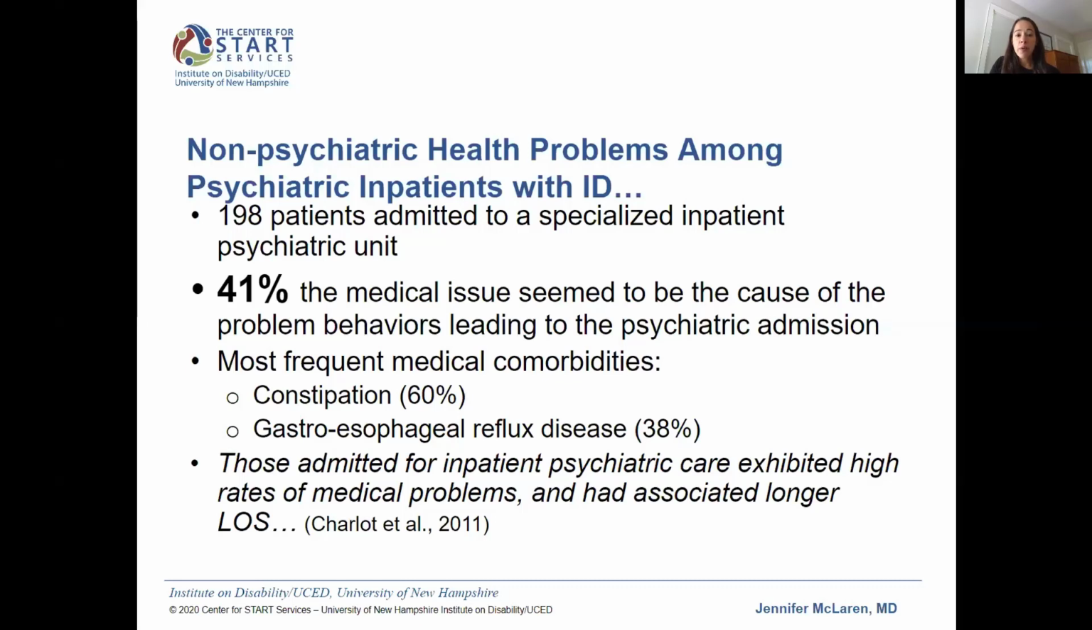The most frequent medical comorbidity that they found in this study was constipation. Constipation, right? A completely preventable medical problem. Constipation is also one of the leading causes of death for people with IDD. It's considered one of the fatal four for people with IDD. And then GERD, gastroesophageal reflux disease, heartburn.